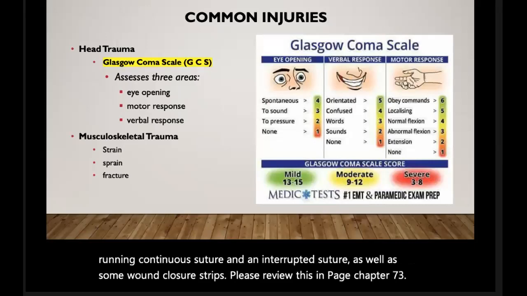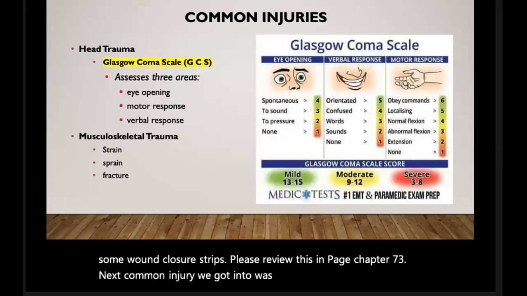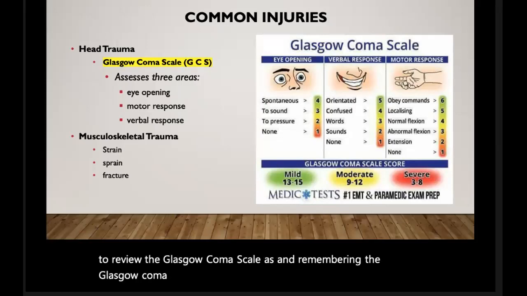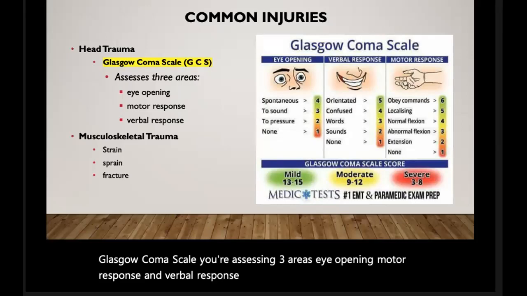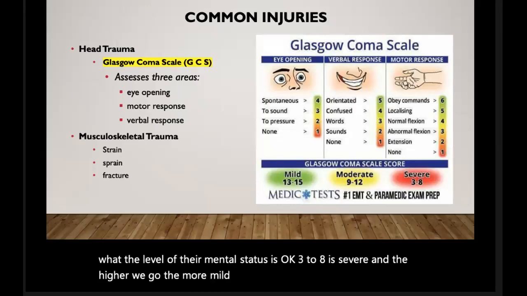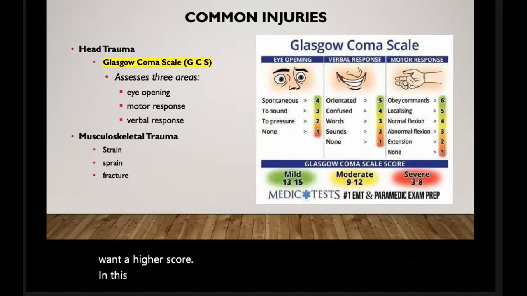Next common injury we got into was head trauma. Really important to review the Glasgow Coma Scale. And remembering the Glasgow Coma Scale, you're assessing 3 areas: eye opening, motor response, and verbal response. Okay, and the score tells us what the level of their mental status is. Okay, 3 to 8 is severe, and the higher we go, the more mild it becomes. All right, so we actually want a higher score on this particular coma scale.